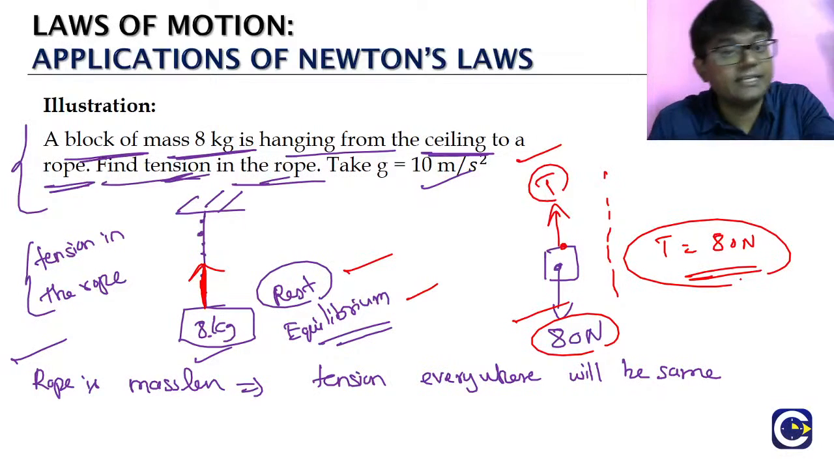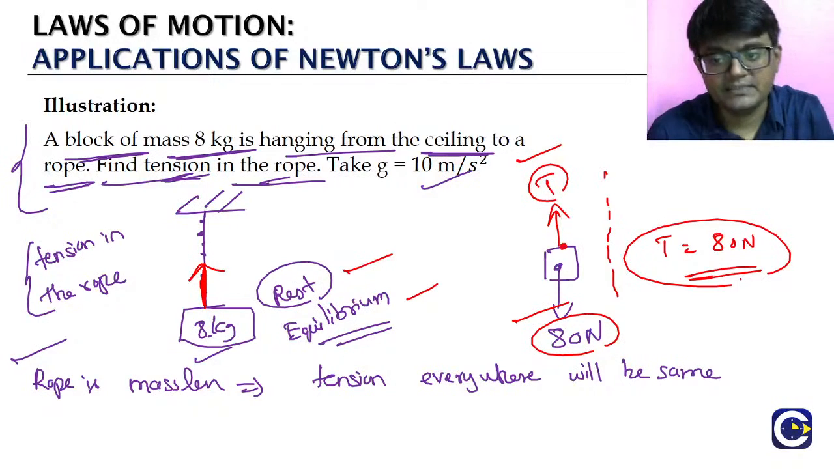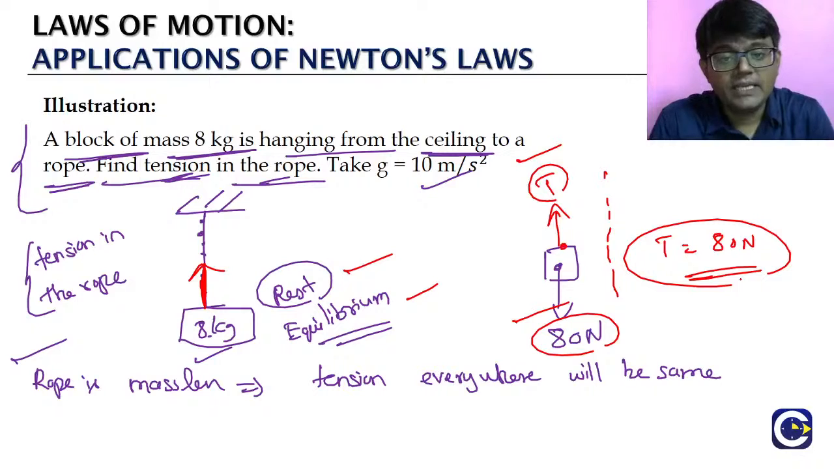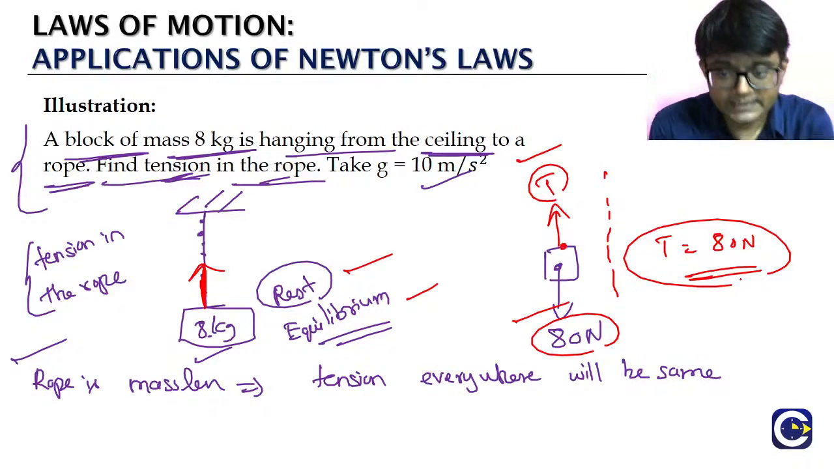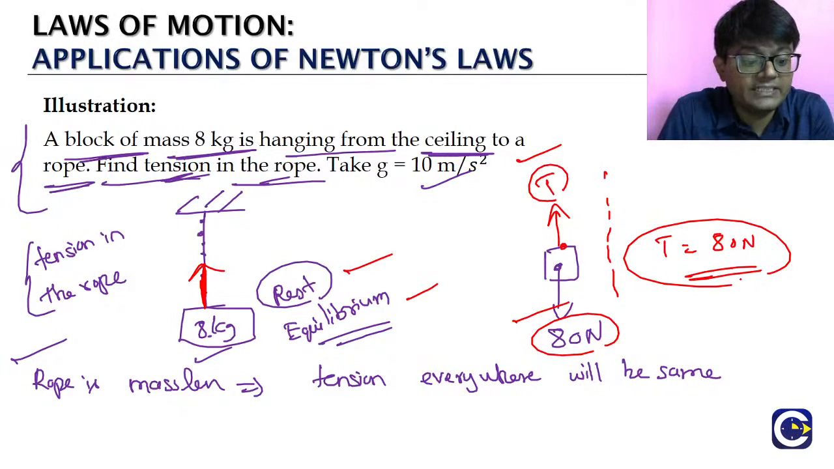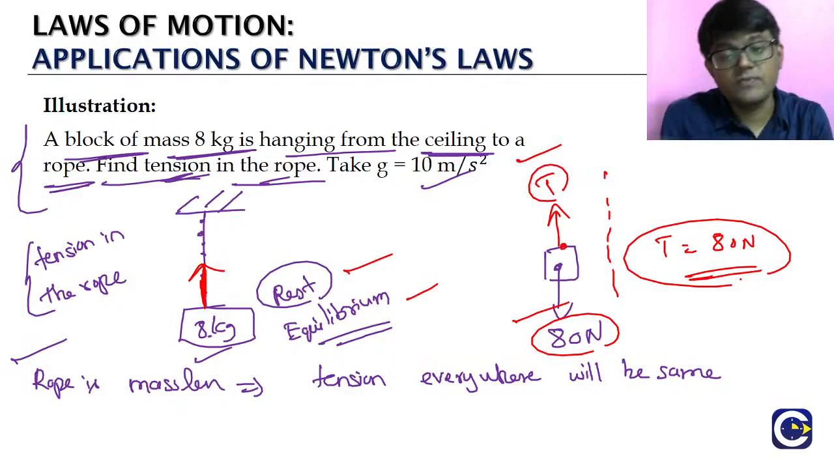So when the tension is 80 newtons, you see what is going to happen? Both the forces will simply balance each other. That is the condition for the block to be hanging from the ceiling. So this is how we'll be able to find the tension, by using that equation. The equation is coming from the balancing of the forces.